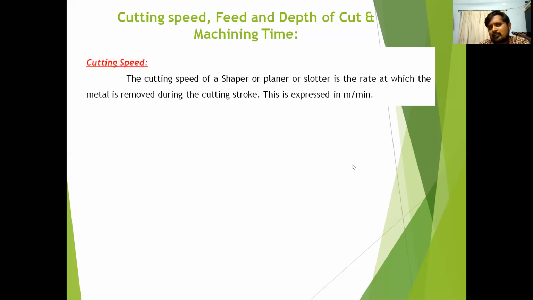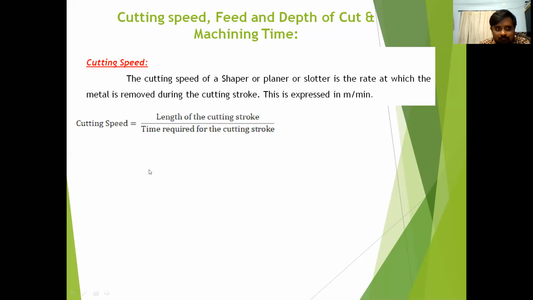First, what is the cutting speed? The cutting speed of a shaper, planer, or slotter is the rate at which the metal is removed during the cutting stroke. It is expressed in meters per minute. The cutting speed is the length of the cutting stroke divided by the time required for the cutting stroke. The equation is cutting speed V = NL(1+m)/1000 meters per minute.